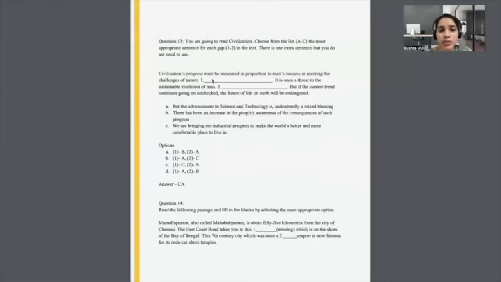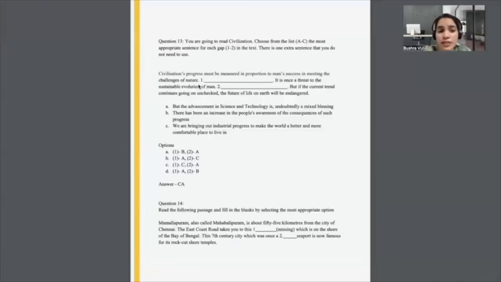Okay, let's look at question number 30. You are going to read the passage on civilization, choose from the list A to C and fill the gaps. So again, same thing. Two gaps are given. Out of three, you only have to use two. Civilization's progress must be measured in proportion to man's success in meeting the challenges of nature. Now let's look at the options that we have. A: But the advancement in science and technology is undoubtedly a mixed blessing. B: There has been such an increase in people's awareness of the consequences of such progress. C: We are bringing our industrial progress to make the world a better and more comfortable place to live in.